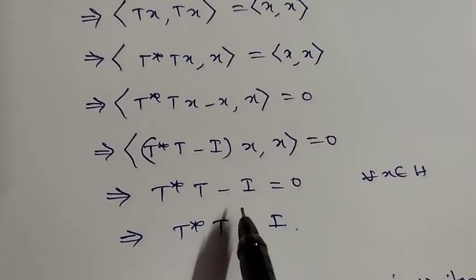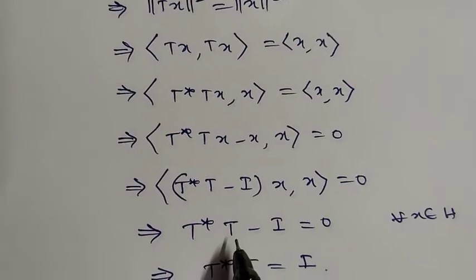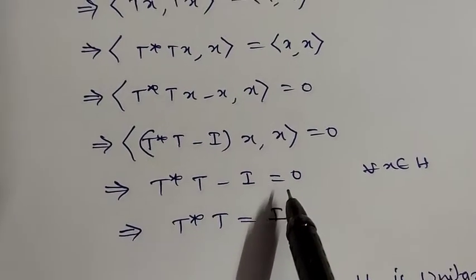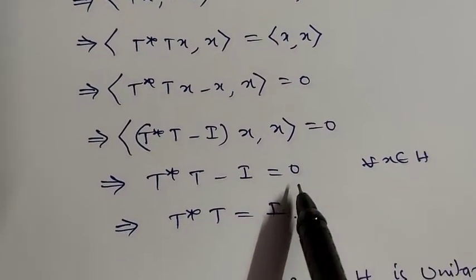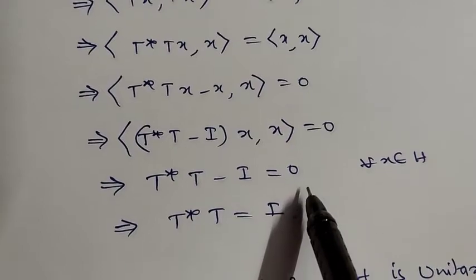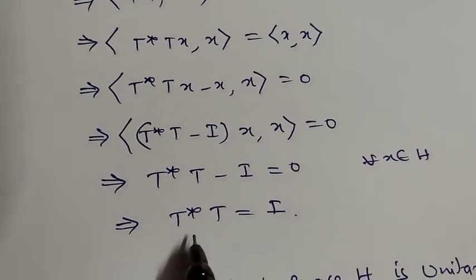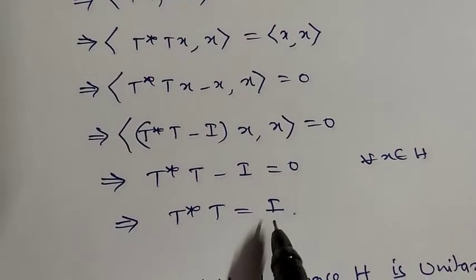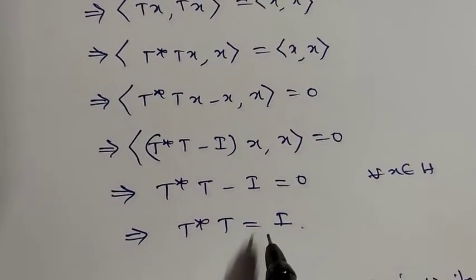So therefore T star into T minus I is equal to 0. This holds for every x belongs to H, means this is a 0 operator. This is a 0 operator implies T star into T is I, which is the required result, which is 1. So 3 implies 1.